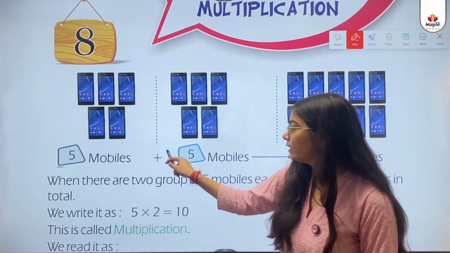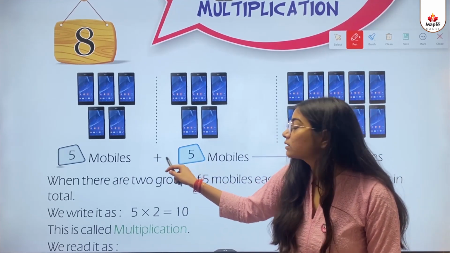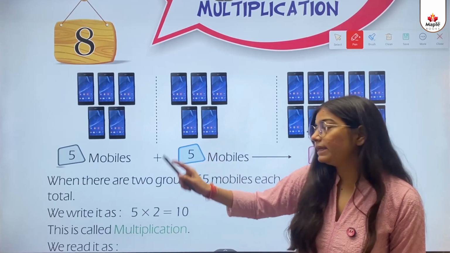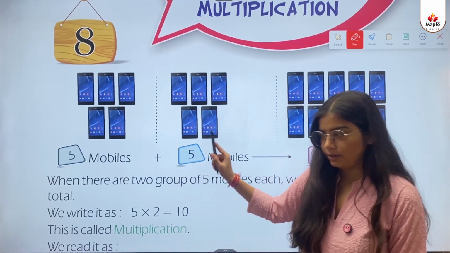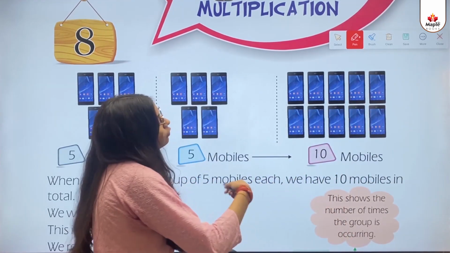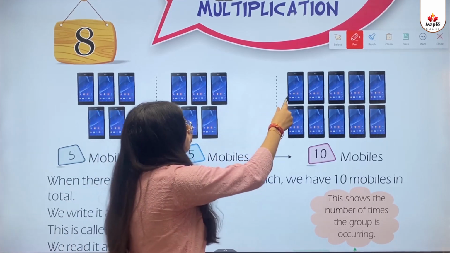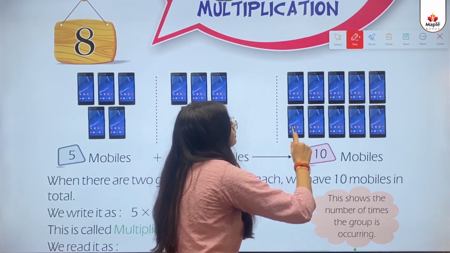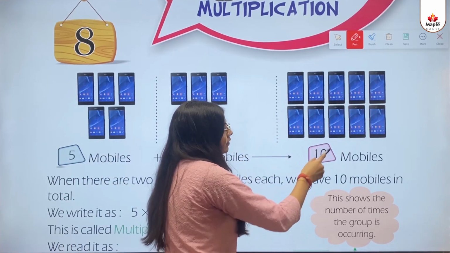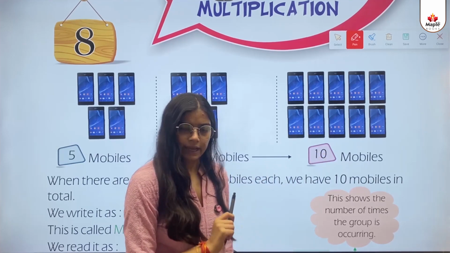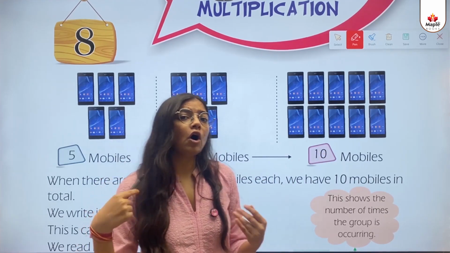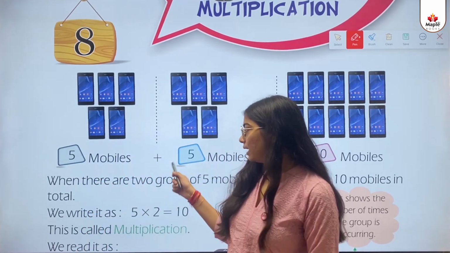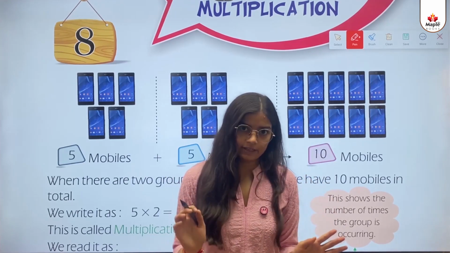And we are doing what? This is called plus or addition. We are doing addition here. So, we will get what? We will count 1, 2, 3, 4, 5, 6, 7, 8, 9, 10. We will get 10 mobile phones. Is this much clear? We have already understood about plus or addition in the previous classes.